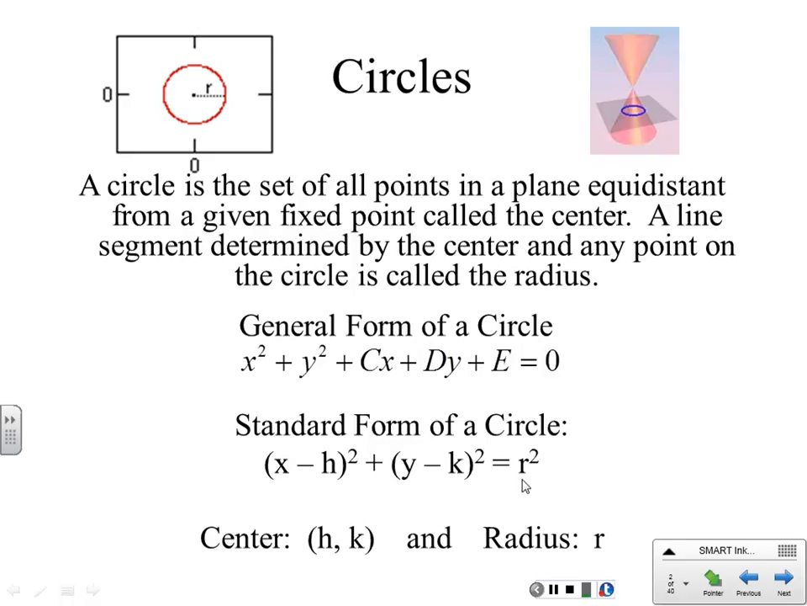So if it's in standard form, number one, you have to take the opposite of your h and k, and you have to take the square root of that constant, because given it's the r squared, your radius squared. So to actually give me the radius, you would take the square root. Okay?